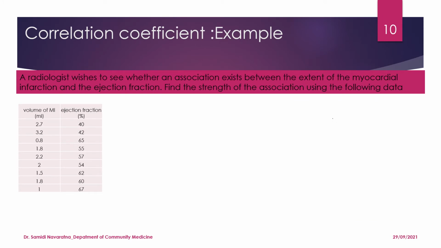A radiologist wishes to see whether an association exists between the extent of the myocardial infarction and the ejection fraction. Find the strength of the association using the following data. So this is the set of data, and in the first column they are given the volume of the myocardial infarction in milliliters, and in the second column the ejection fraction as a percentage.